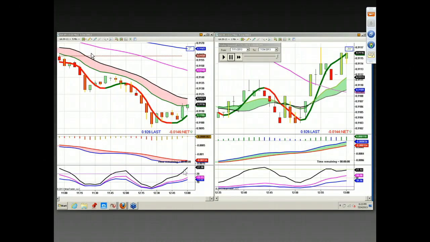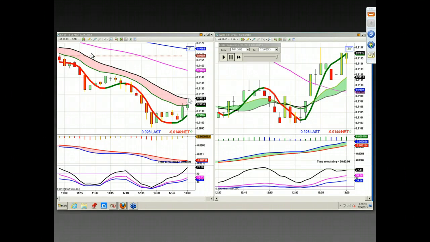Wait for both of these to get back into sync. These are nowhere near the 80 line, but the three of them are trending upward, which we like. We like the trend going up on the MACD. We like green HMAs with green bars.